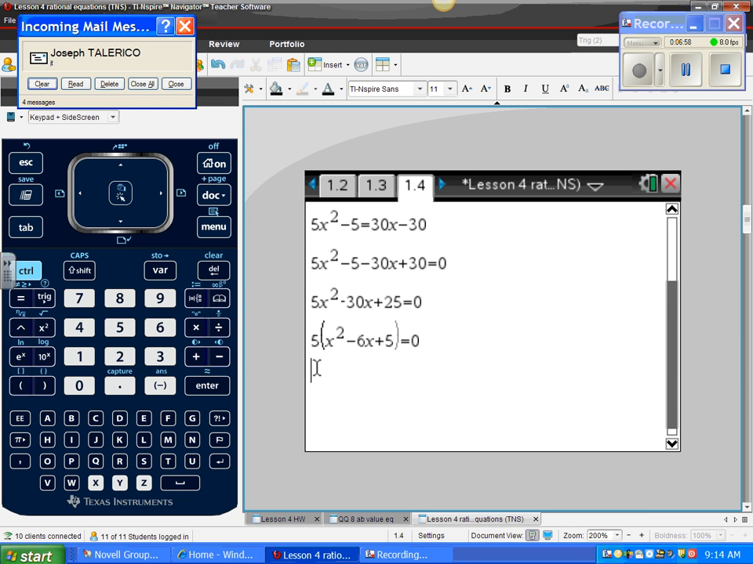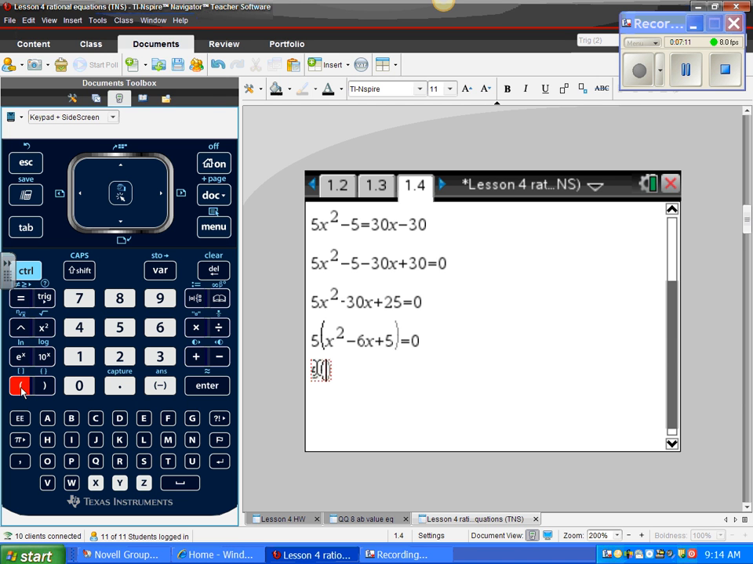Factor, yeah. Okay. So 5, and how does this factor? Good. X minus 5 and 1. Yeah, x minus 5, x minus 1. They have to multiply to be a positive 5, add to be a negative 6, 5 and 1. Very good. Don't forget your equals 0. Very important.